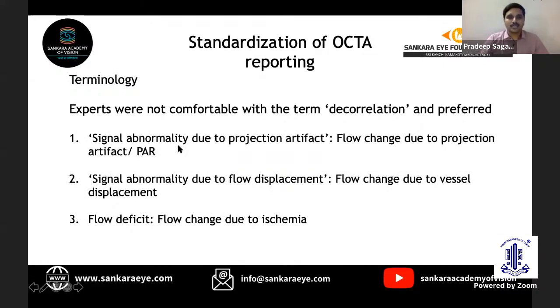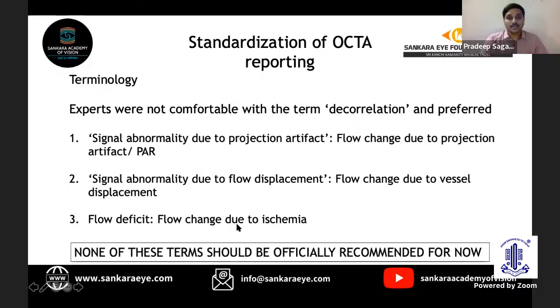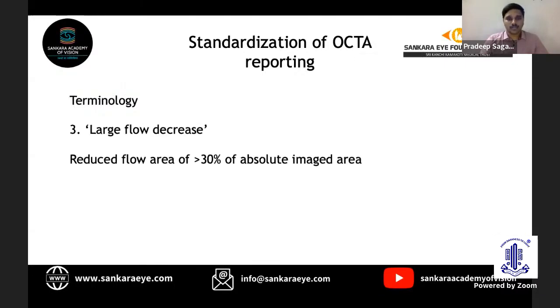and they used the term signal abnormality due to projection artifact for flow change due to projection artifact or projection artifact removal, signal abnormality due to flow displacement for flow change due to vessel displacement such as cystoid macular edema, and flow deficit for flow change due to ischemia. But they specified that none of these terms should be officially recommended for now.